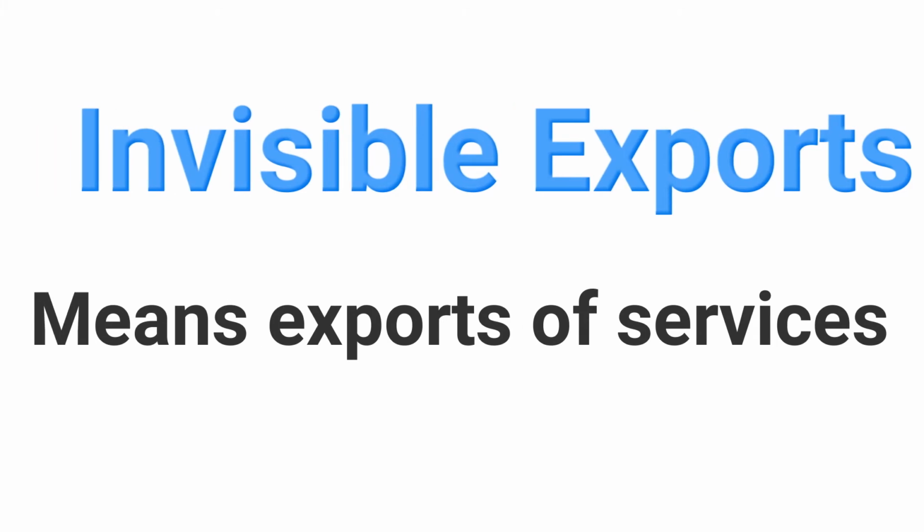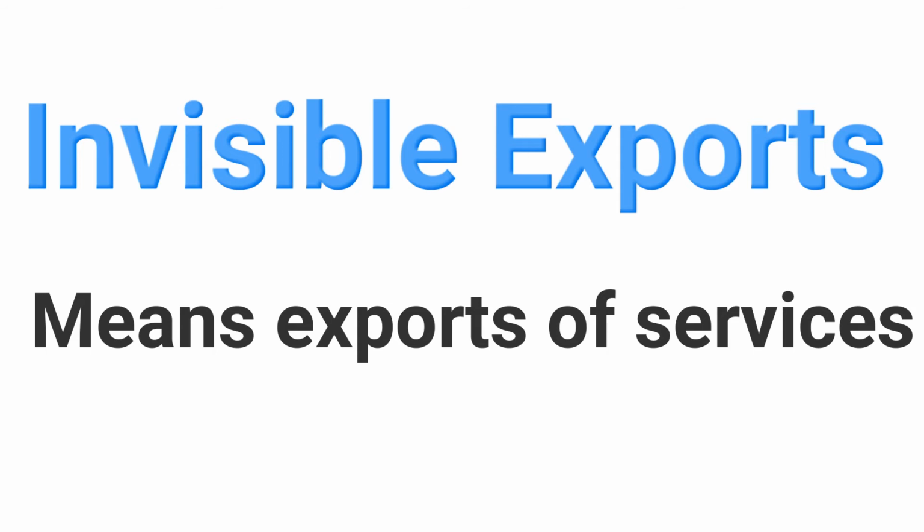Invisible exports mean exports of services, or selling services to another country. If one country is selling its services to another country, then it will be an export for the selling country and an import for the buying country. So exports and imports can be visible as well as invisible. Exports mean selling to some other country and imports mean buying from another country. So all of these components collectively affect aggregate demand. If these components increase, then aggregate demand will increase, and if these components fall, then aggregate demand will fall.